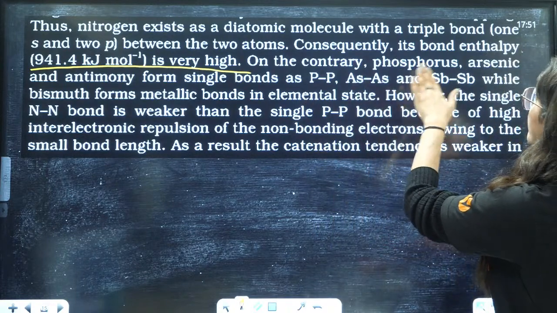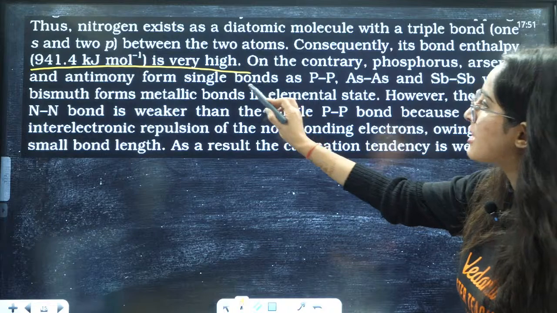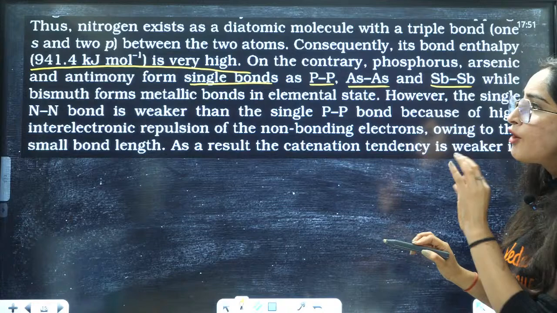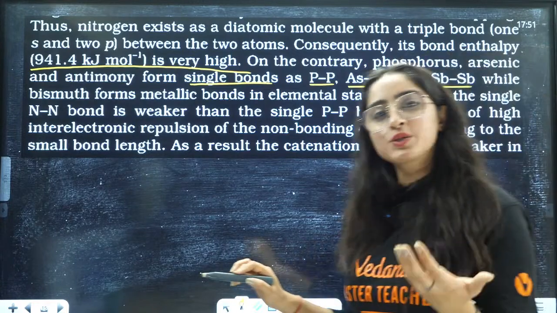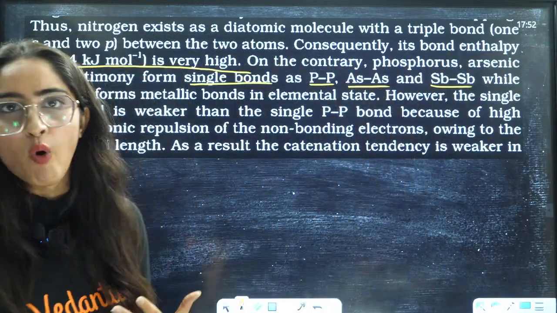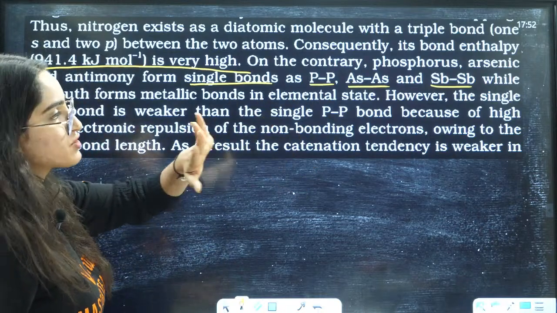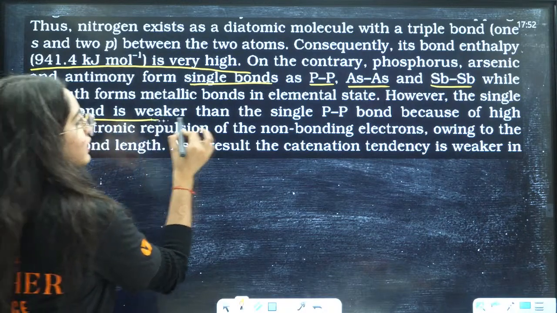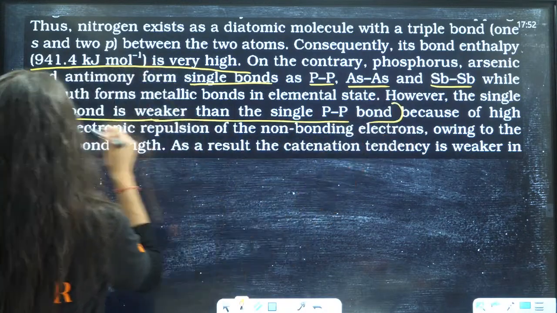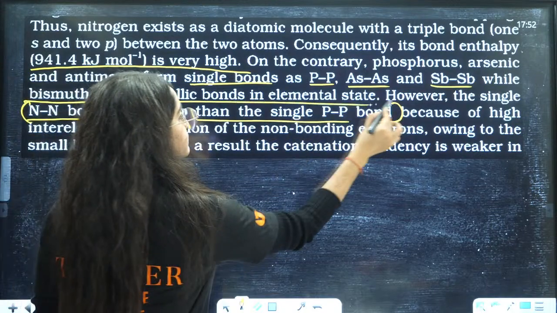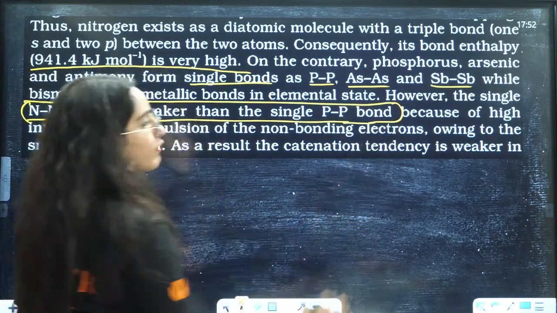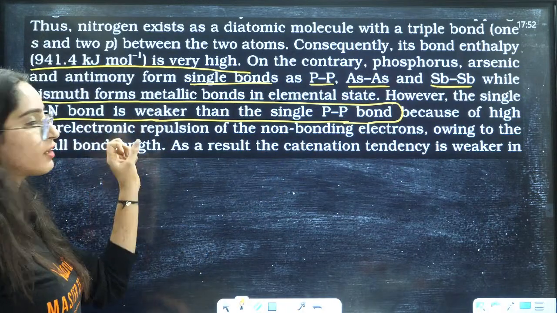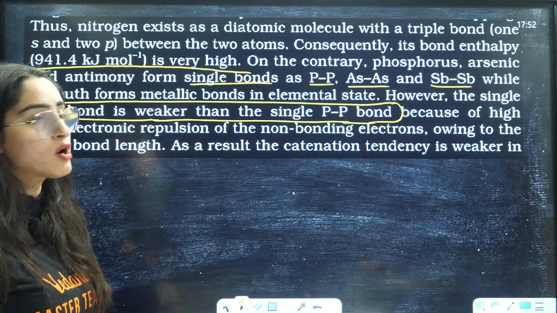On the contrary, phosphorus, arsenic, antimony form single bonds, as you must have seen, P-P, As-As, Sb-Sb, while bismuth forms metallic bonds. Bismuth is a metal, so it will form metallic bonds in the elemental state. However, single N-N bond is weaker than the single P-P bond. Now, this is important. Why is the single N-N bond weaker? Because of high interelectronic repulsion of non-bonding electrons.